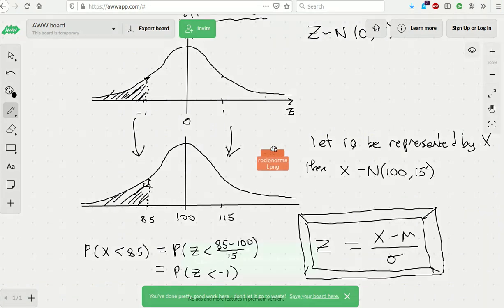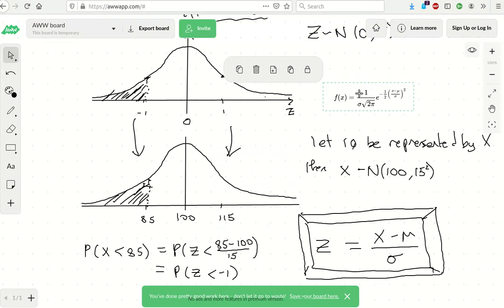Okay, the actual equation for the normal distribution is this one here. It looks beastly. It really does. 1 over sigma times the root of 2 pi times e to the power of minus a half times x minus mu over sigma, all squared. That is the equation for the normal distribution, and that's actually not the standard normal.